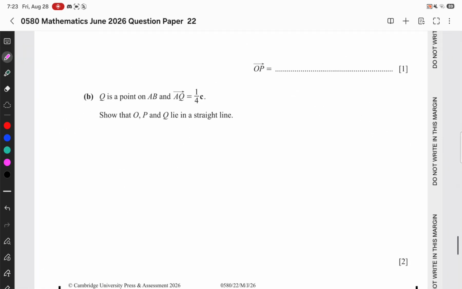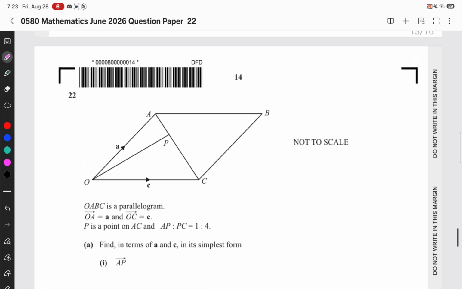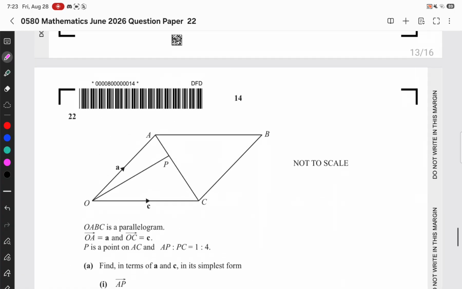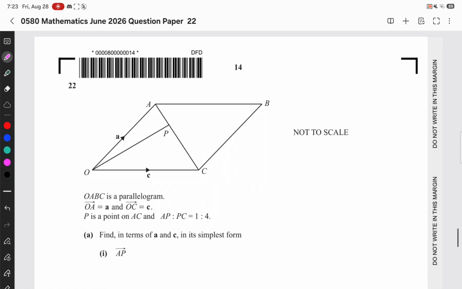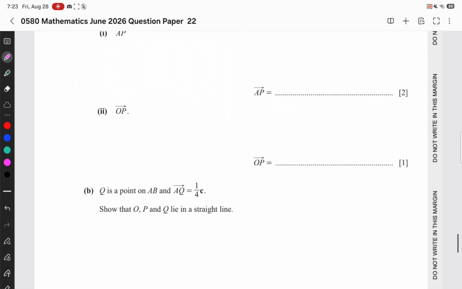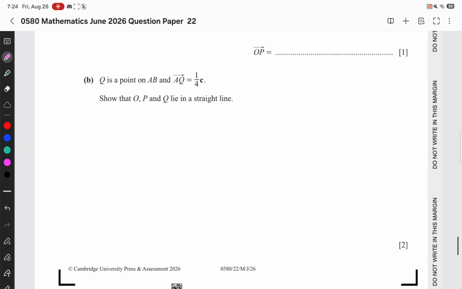I was stuck on this question in the last recording. I think that's why I didn't complete it. I just hated it in general. OABC is a parallelogram. OA is A and OC is C. So yeah, those are the words of wisdom you will ever get from me.